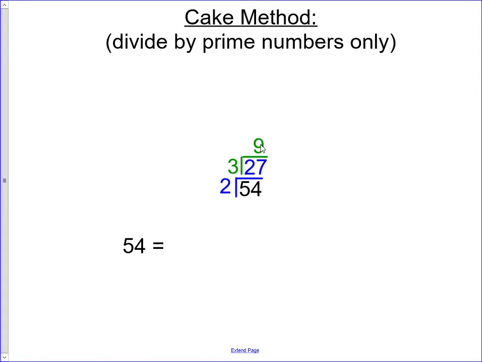Well, will 3 go into 9 again? Absolutely. So I'm going to divide it by 3. 3 goes into 9 3 times. My top number here now is a prime number, so I know that I cannot go any further. So the prime factorization of 54 would be 2 times 3 times 3 times 3, or I can use exponents and say that it is 2 times 3 to the third power.